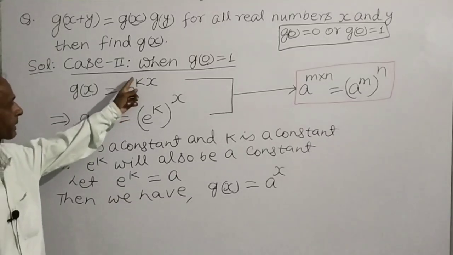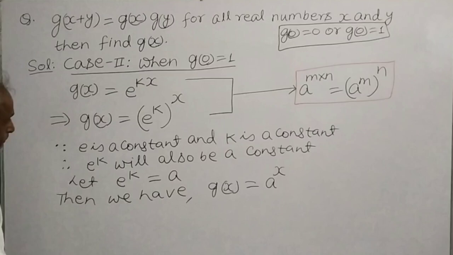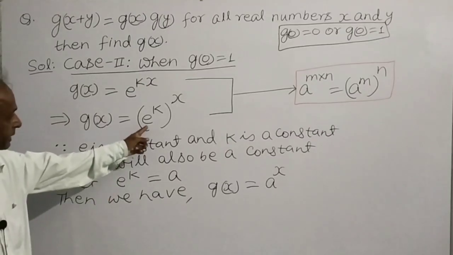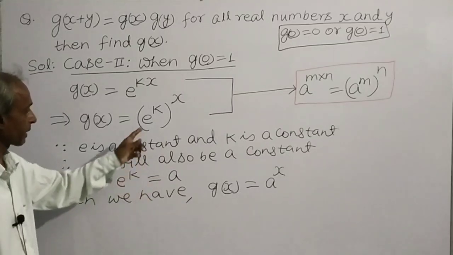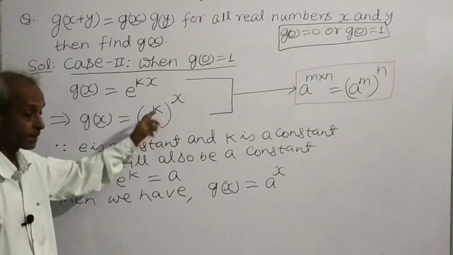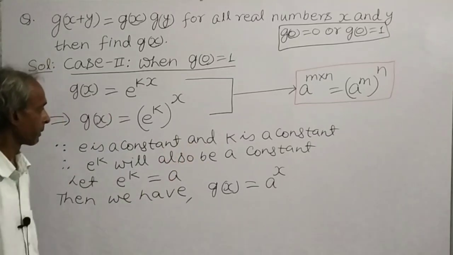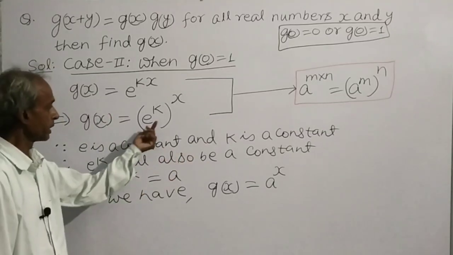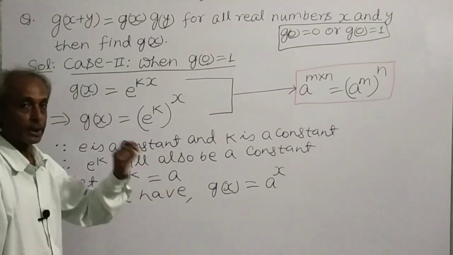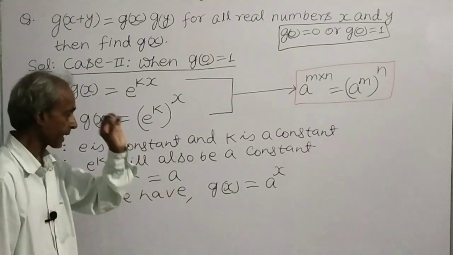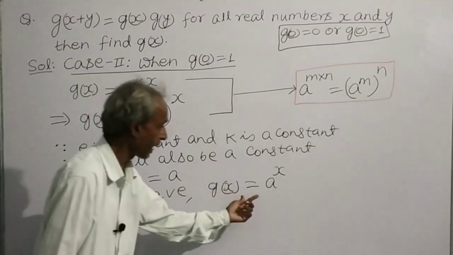e to the power kx can be written like this. Since e is a constant, k is a constant number, therefore e to the power k will also be some constant number. If we suppose e to the power k is equal to a, where a is some constant number, then this can be written like this.